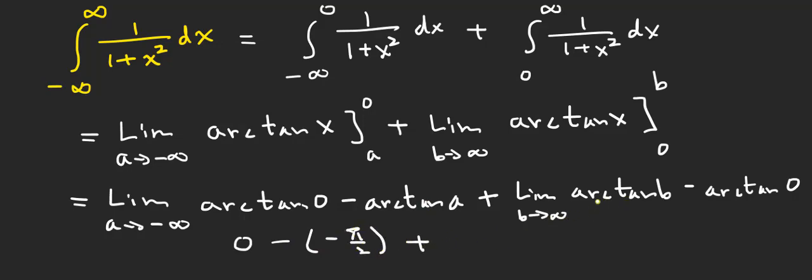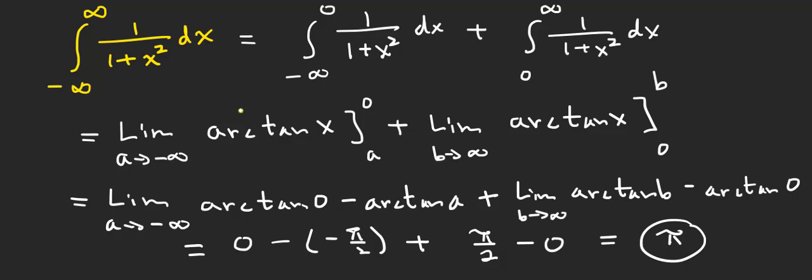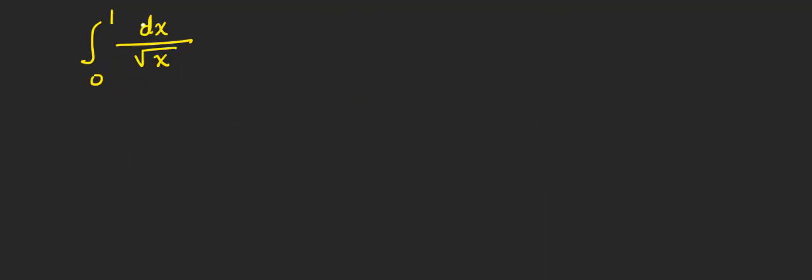Plus, and what happens as arc tangent of b as b goes to infinity? It approaches pi over 2. Then minus 0. So therefore, we end up getting 2 pi over 2, which is pi. So the answer to this integral is pi. So therefore, it converges. Now let's take a look at this example.